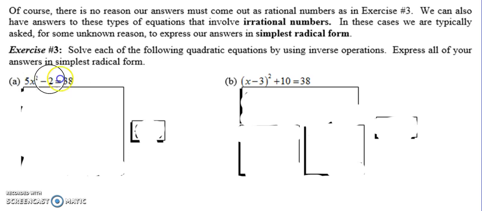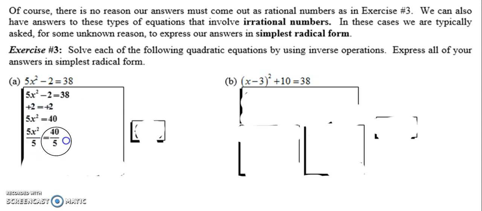So let's take a look at this one. As you can see, there's no b term. There's no just plain x. So then let's work on just getting the x squared alone. No different than what you just learned, so I won't waste your time. You're just going to add the 2, then you're going to divide by 5. And then you're left with x squared equals 8.